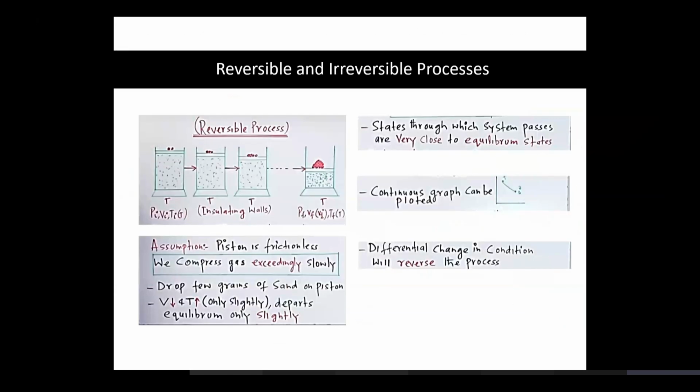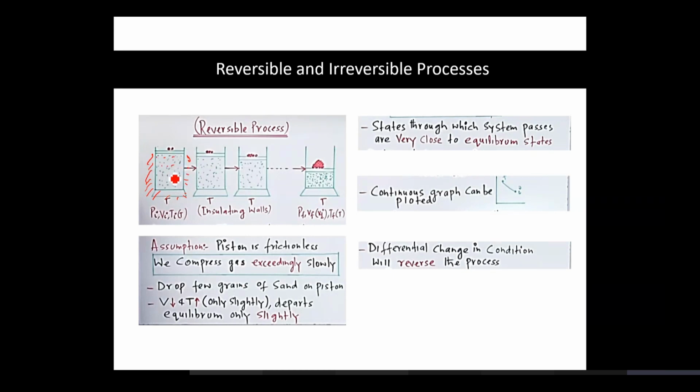Now moving on, let's see what a reversible process is. How do we say that compression or expansion could be a reversible process? You have again the same system insulated, so there is no heat transfer involved. Heat transfer, when it is involved through a finite temperature difference, makes the process irreversible. So we have insulated it.